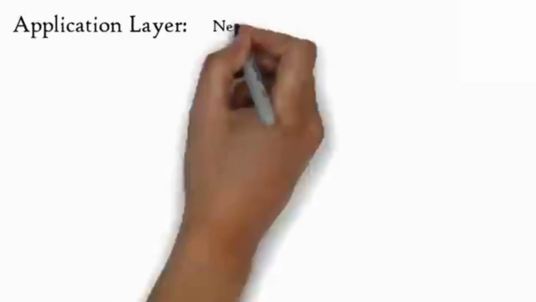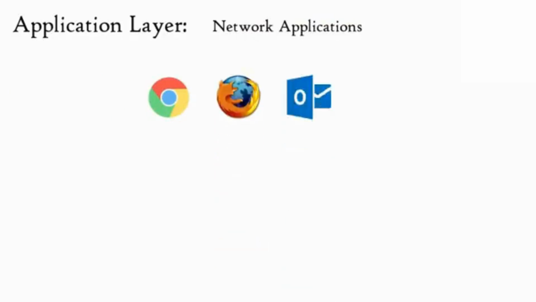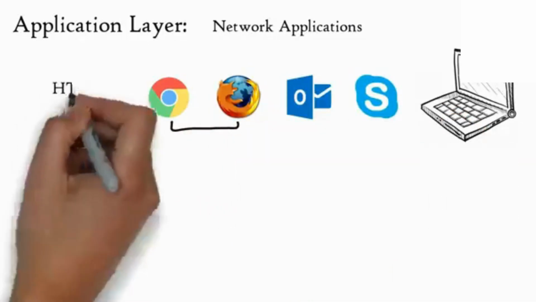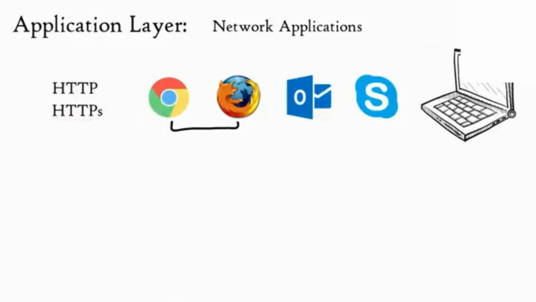Application layer is used by network applications. Network application means computer applications that use internet like Google Chrome, Firefox, Outlook, Skype, etc. Web browser is a network application running in your PC. It uses application layer protocols HTTP or HTTPS to do web surfing. Not only web browser but all network applications including Outlook, Skype, etc. are dependent on application layer protocols to function.